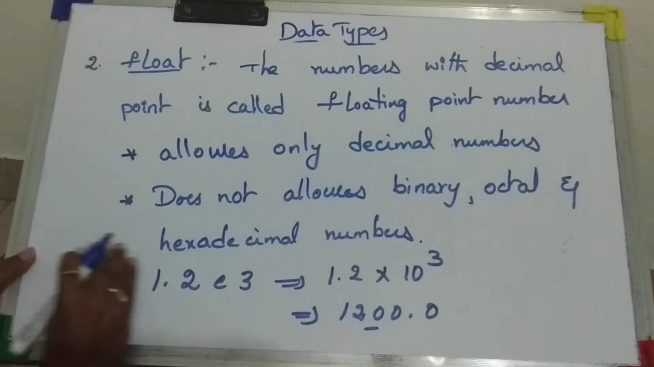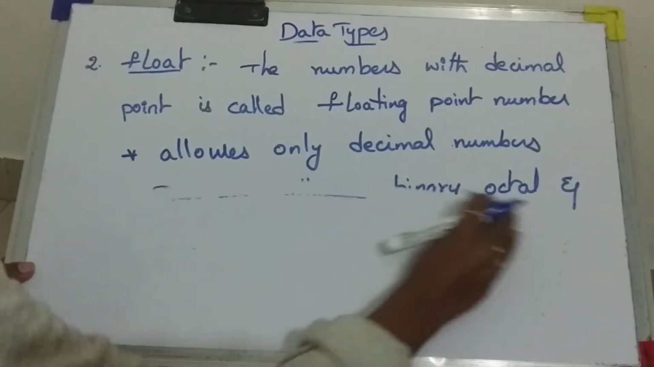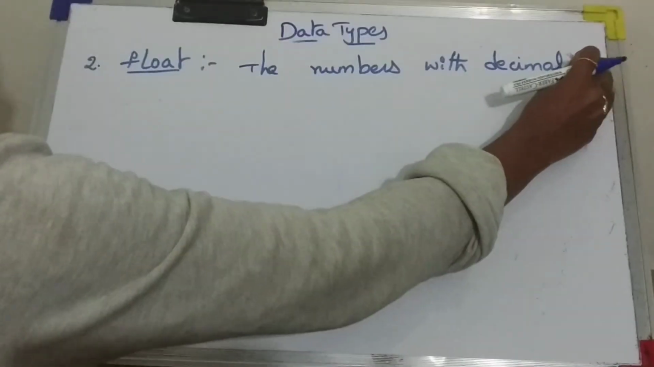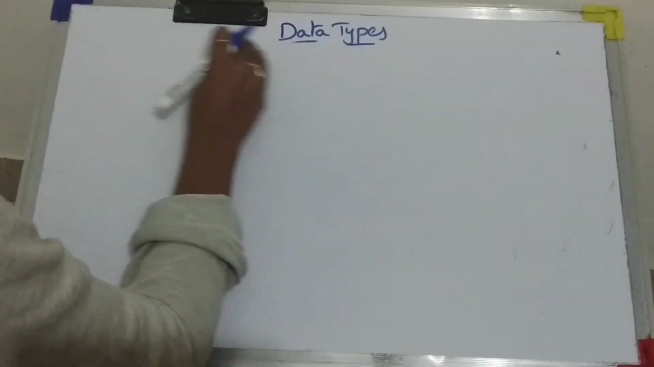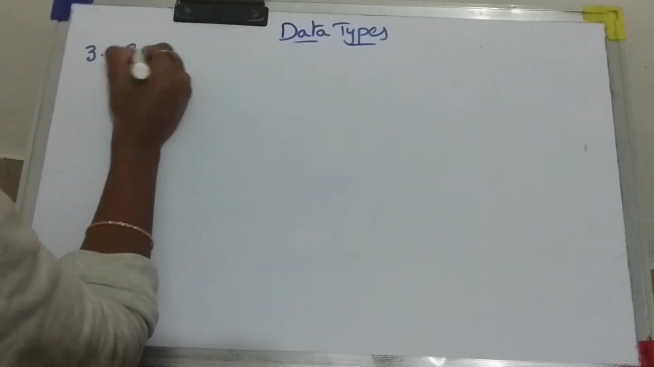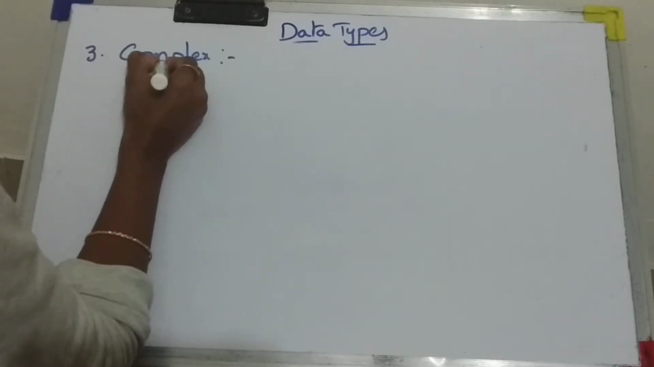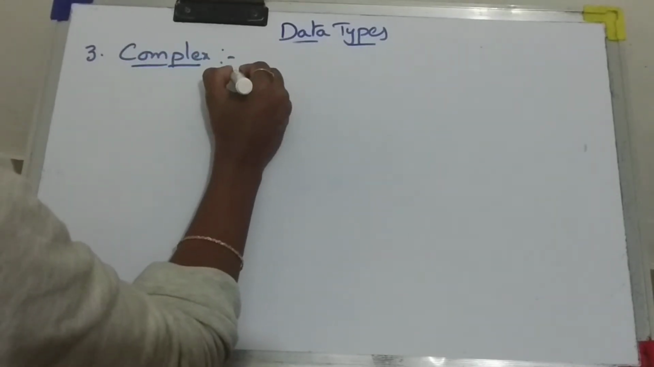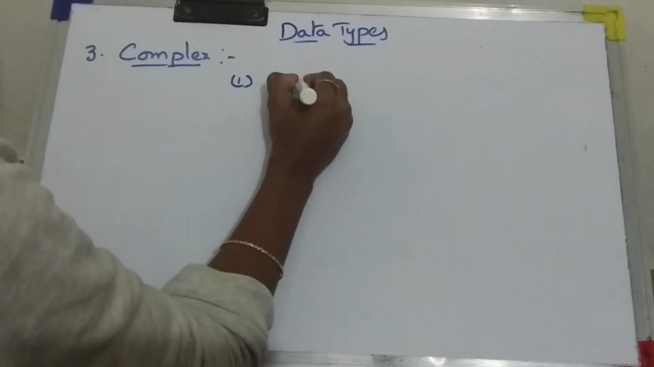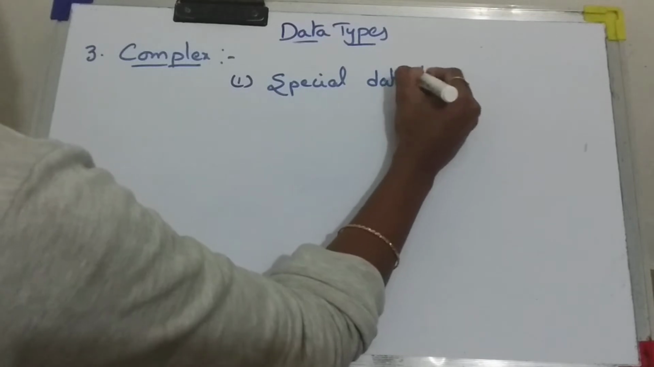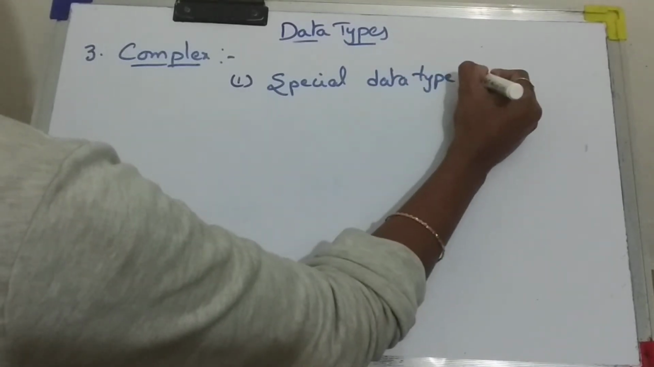Next we will discuss complex numbers. What is a complex number? Complex number is a special data type in Python. Third one, complex data type. Complex data type is a special data type in Python.